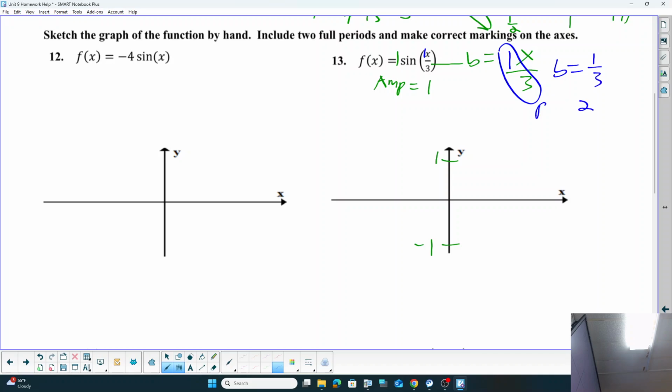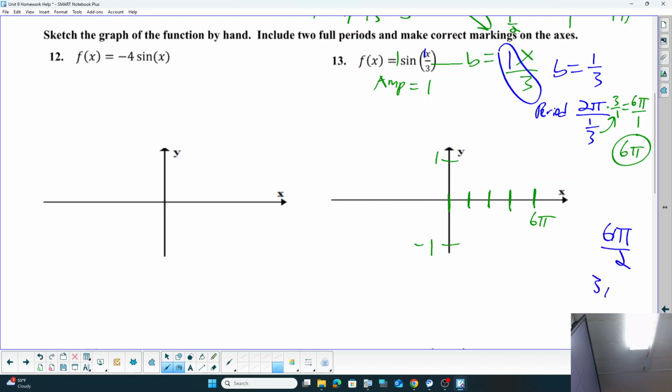And that means our period is going to be 2 pi over 1/3. And so we're going to keep, change, flip. We flip it to 3 over 1, which gives us 6 pi over 1. So our period is 6 pi. So we're going to go 1, 2, 3, 4, 5, to 6 pi. We're going to cut 6 pi in half. When you take 6 pi and cut it in half, you get 3 pi.